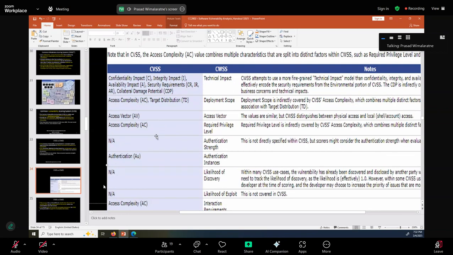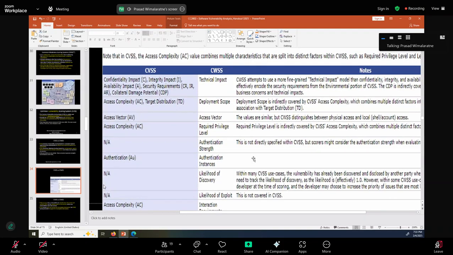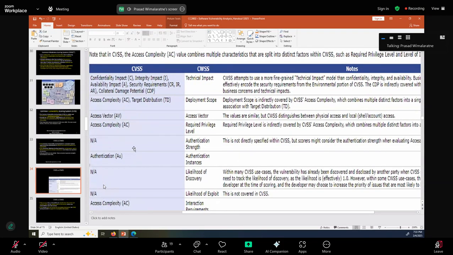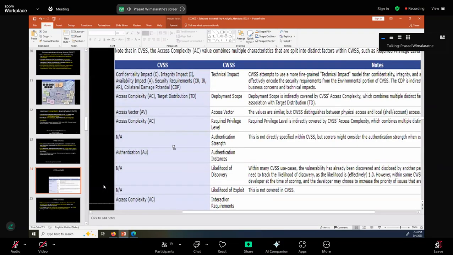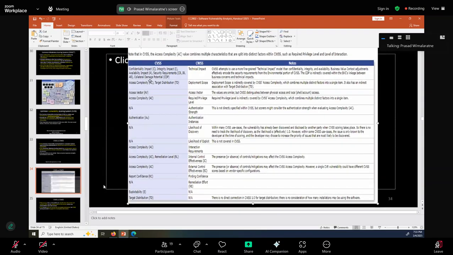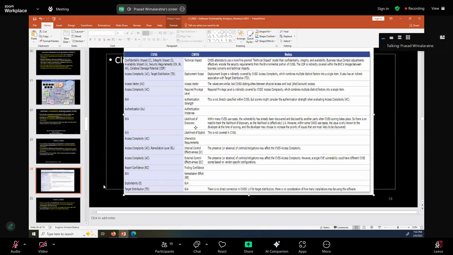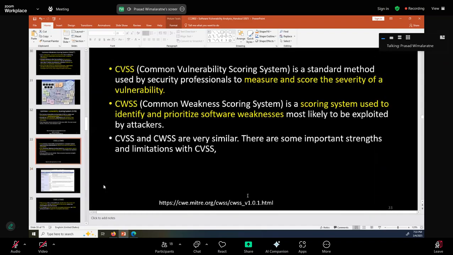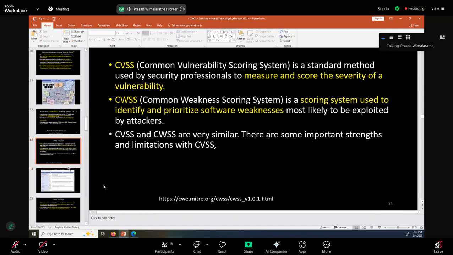But if you look at other parameters, you can see some are not applicable in the first one, while we have, for example, authentication strength. Because this one does not directly specify within CVSS, but the other one has. There's a reason for that. I'll show you in a moment, right? So some are applicable to the CVSS when you look at all these dimensions. This one is trying to put them side by side and do a little comparison. So if you look at my link here, you can see in the specification what we just said here, right?